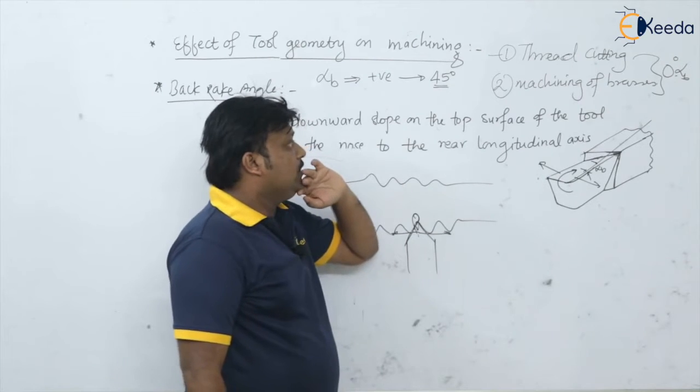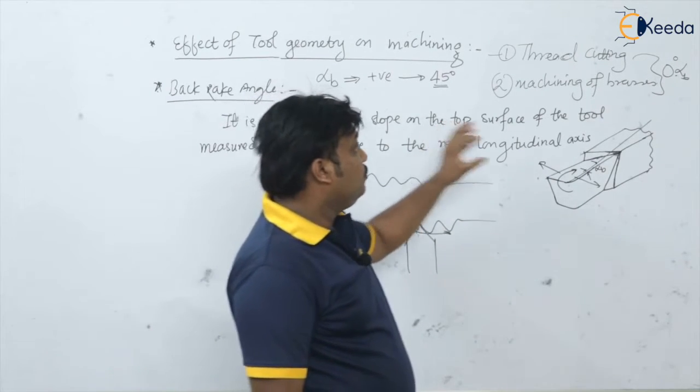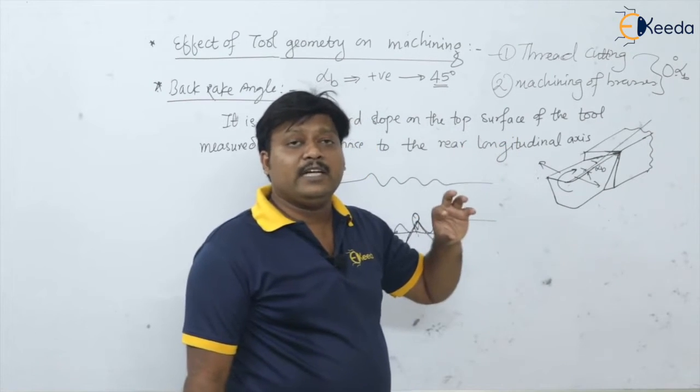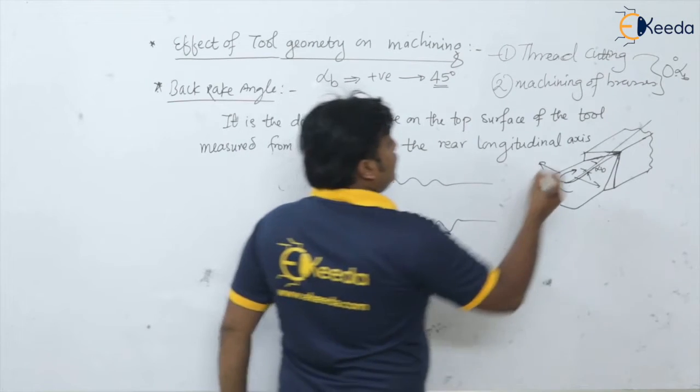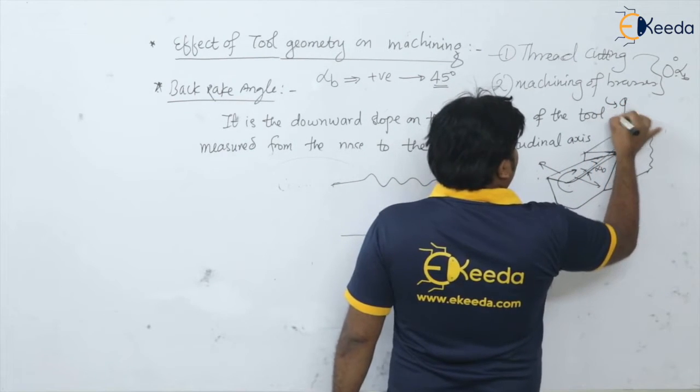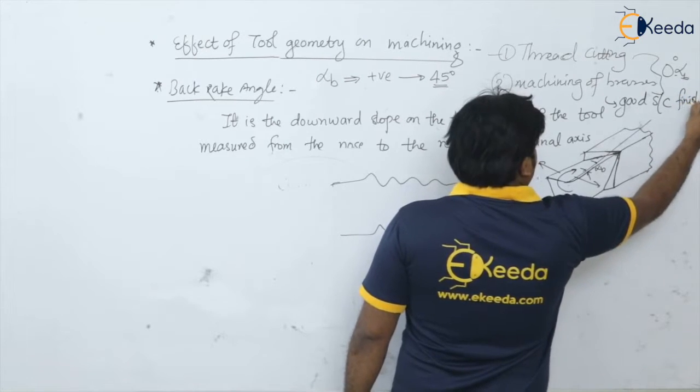And of course for brasses, to get a good surface finish, we can use the 0 rake angle in the machining of brasses. So for brass, we get a very good surface finish.